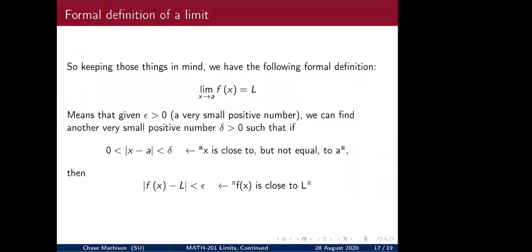Okay, so the way the formal definition works is always you're given an epsilon, and then you have to find delta, so that if x is within delta units away from A, then f of x is within epsilon units of L. Okay. So that's the formal definition.